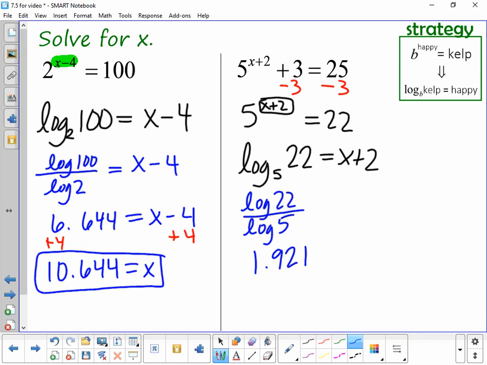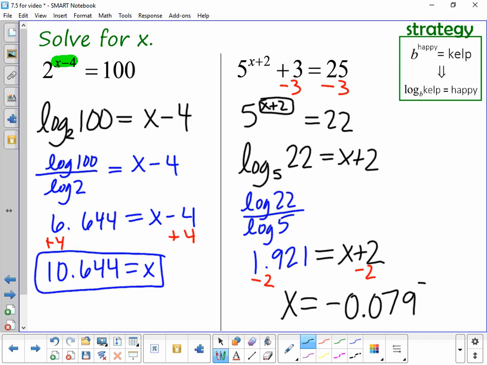1.921. That's still equal to x plus 2, so to finish up the problem and solve for x, we just need to subtract 2. So we end up with the solution that x is equal to negative 0.079. So we'll get a wide variety of answers as we're doing these types of equations.